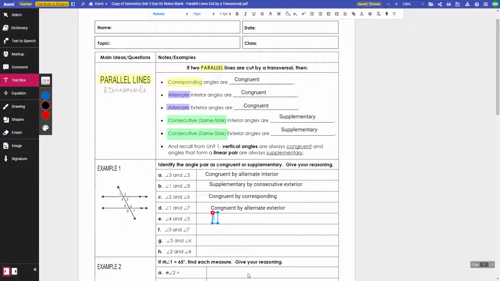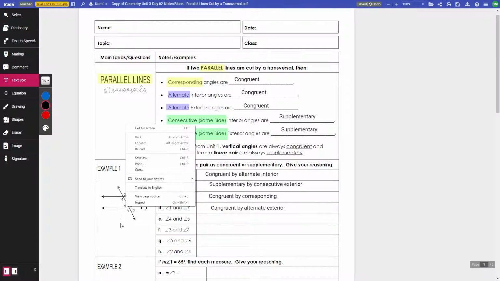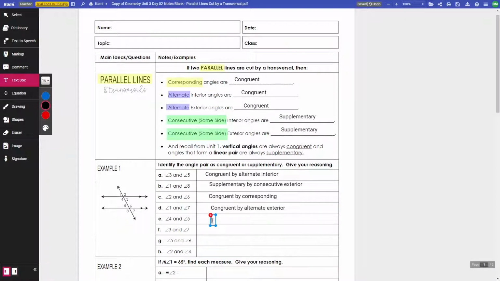Okay, now this one's for you to try. Let's look at angle 4 and 5, and what do we see? Okay, these are supplementary because they are inside. They're same side interior, supplementary. So they're both on the left side of the transversal. They're inside the parallel lines. So supplementary by same side or consecutive interior.